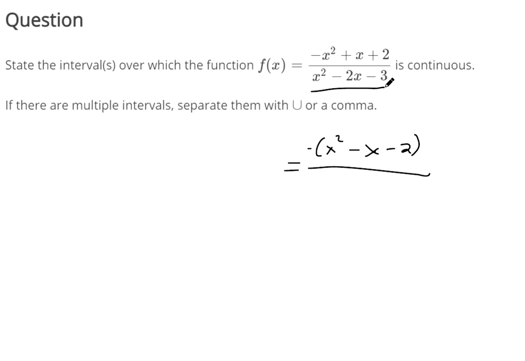So factoring the denominator, we need two numbers that multiply to be negative 3, but add to be negative 2. So how about x minus 3 and x plus 1, because these add up to make negative 2, and they multiply to be negative 3. Now if we finish factoring the numerator, two numbers multiply to be negative 2, but add up to be negative 1.